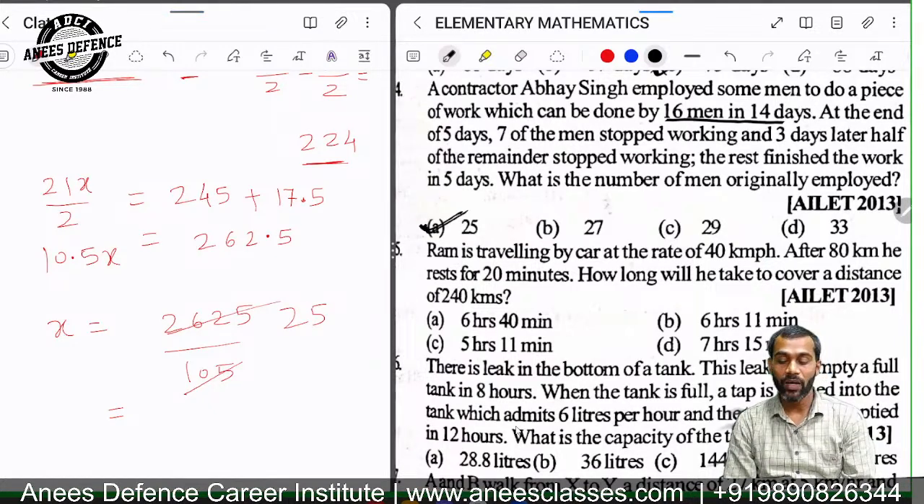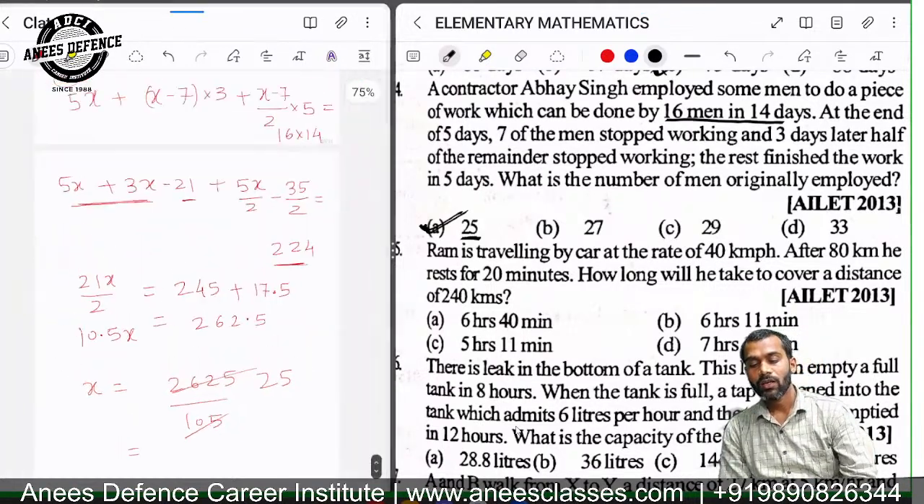Why? The unit digit is 5, so 5 into 5 is 25. There is only one option having unit digit 5. So the answer is 25. You don't have to calculate further.